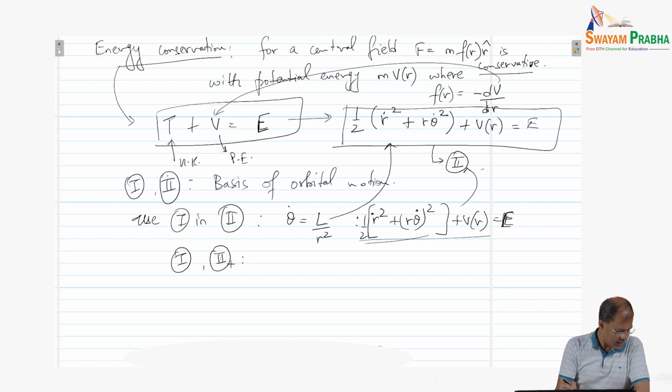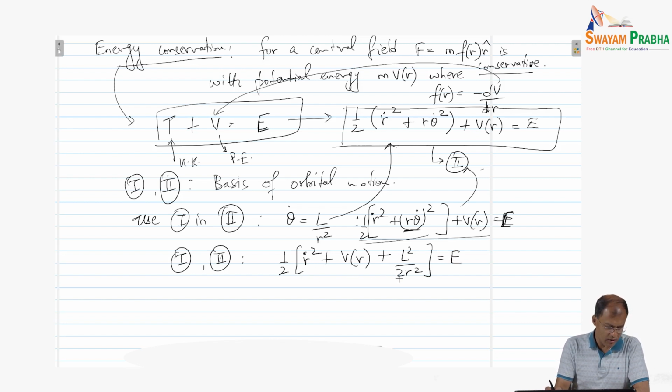So from 1 and 2, we can rewrite my energy equation. I needed to replace the second term. So half r dot square plus V(r) plus L square by 2r square is equal to E. So this is the equation for radial motion. From 1 and 2, we have found the equation for radial motion.